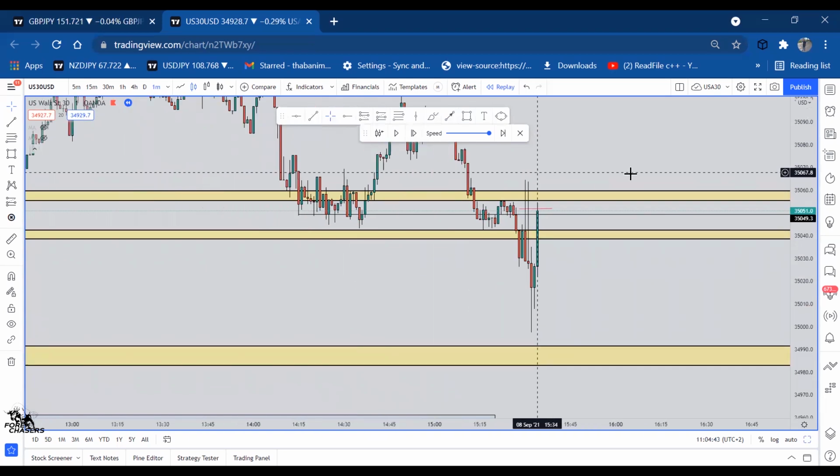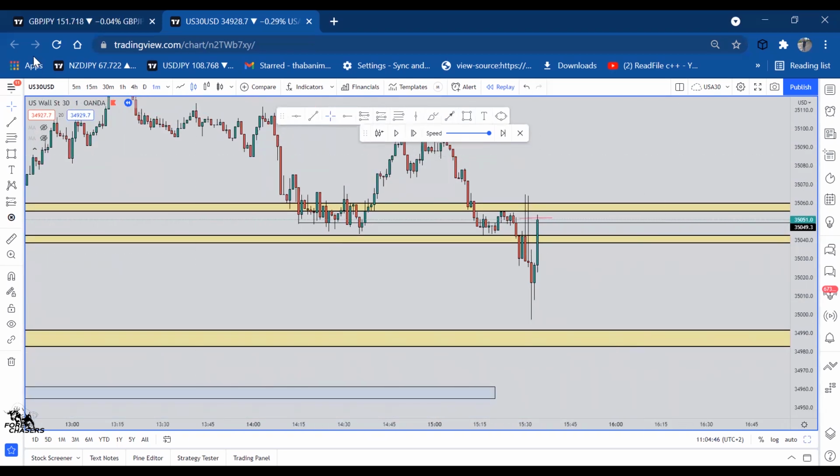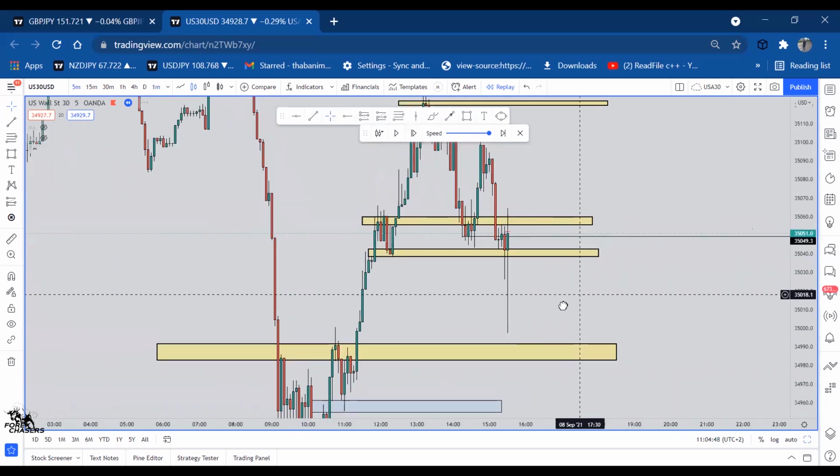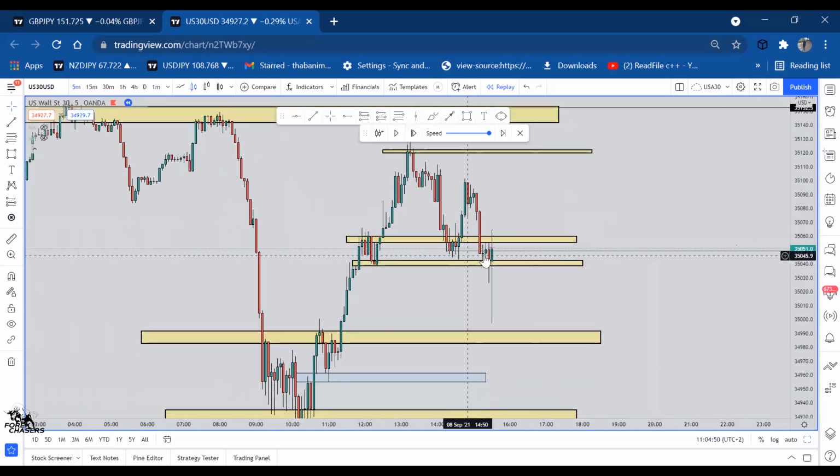Why did it reverse, guys? As I was telling you, why it did reverse. The reason it reversed, guys, is because you see that we couldn't break below this level of support.